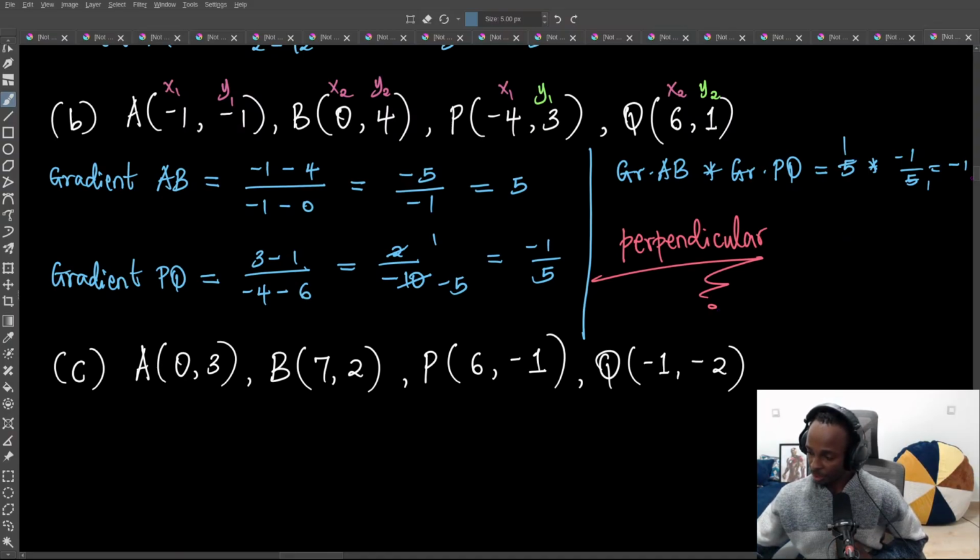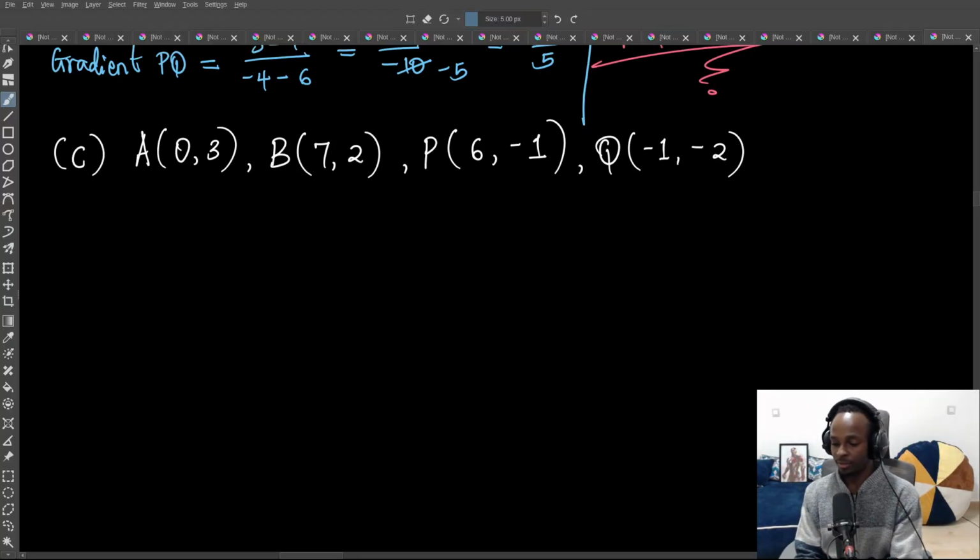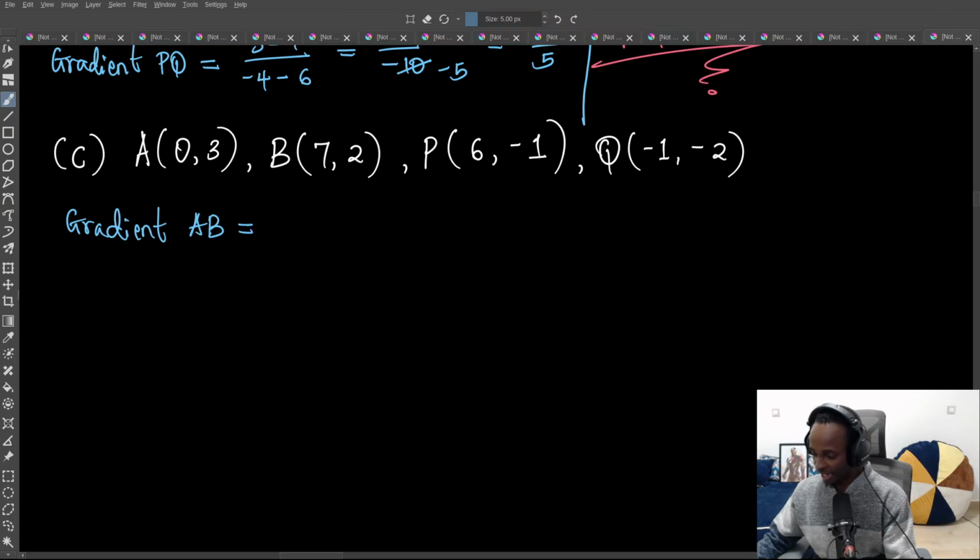Then let's take a look at the final case here. So we have again AB, PQ. So let's start with the gradient of AB. Change in y over change in x. I think by now you get the drill. So let me label. It's just a habit. So x1, x2, and then let's have y1 and y2.